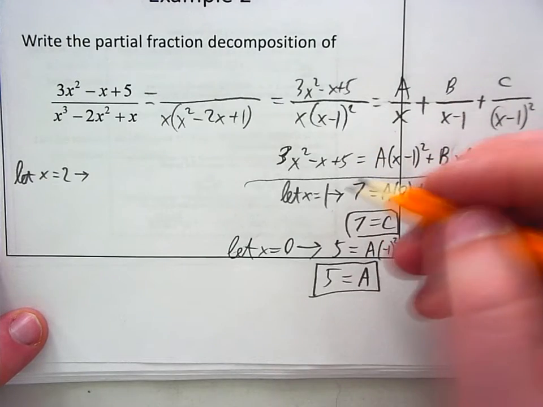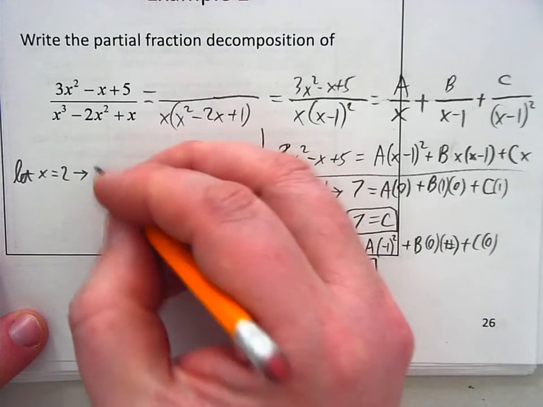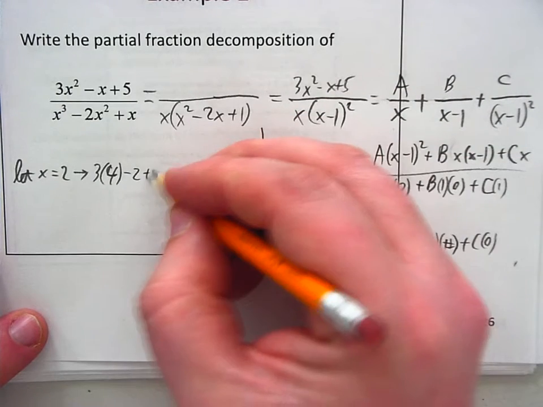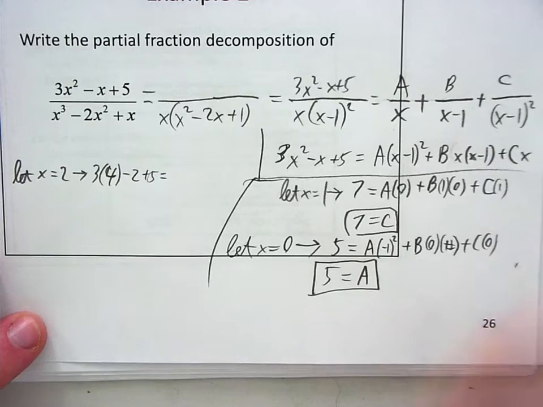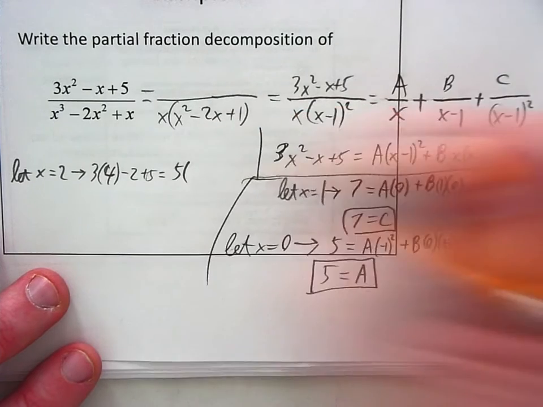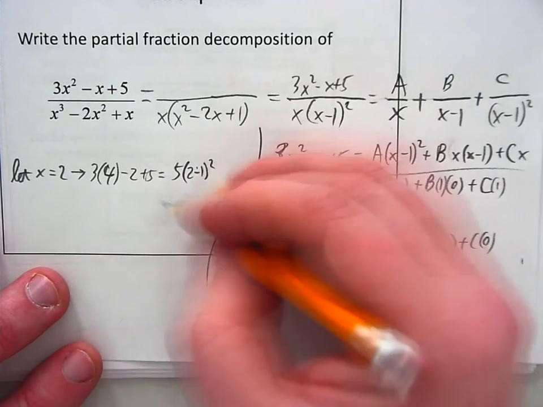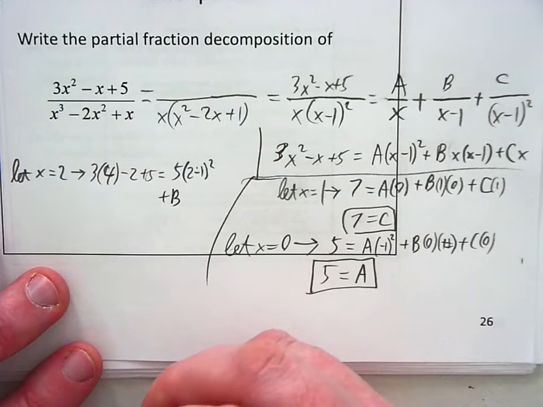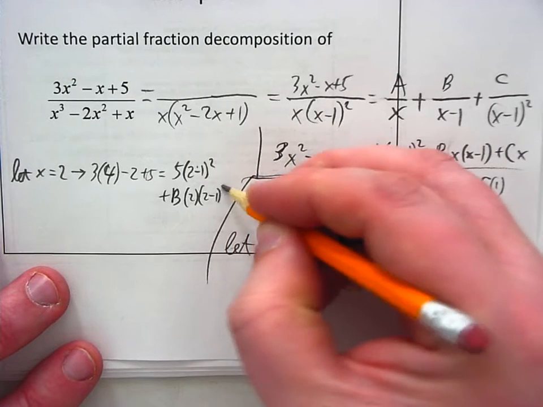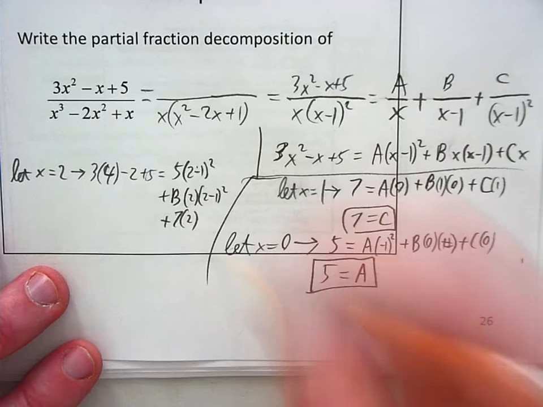Okay? If x is equal to 2, I'm going to have, separate that out a little bit, 3 times 4 minus 2 plus 5 is equal to, now what is a? 5. So I'm going to put 5 times 2 minus 1 squared. I'm going to kind of work down with this. Plus, I don't know what b is, but again, x is 2. So times 2 minus 1 squared. And then c is what? 7. So 7 times 2.